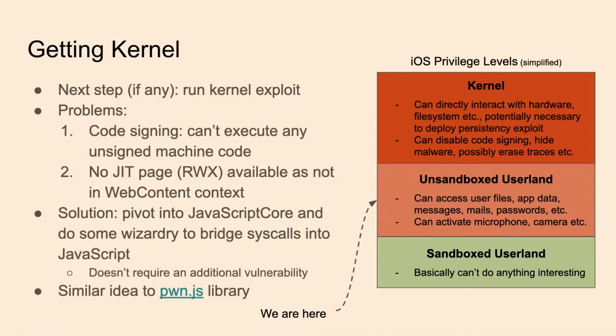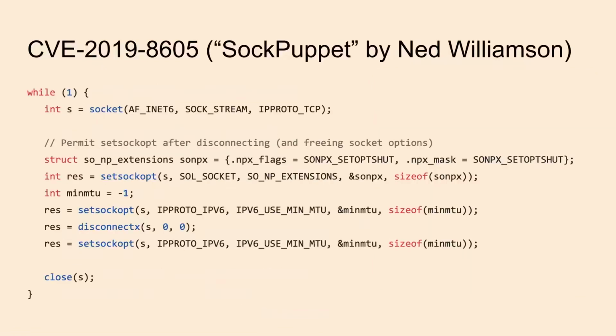What I did here is I basically pivoted into JavaScript core, which is the JS library. You can use it from any app also. And then I'm just bridging these calls into JavaScript and then implementing the kernel exploit in JavaScript. This does not require any more vulnerabilities, so you do not need a JavaScript core bug to do this. And the idea is very similar to pwn.js. Maybe some of you know about that. It's a library, I think, initially developed for Edge because they did something similar with JIT page hardenings.